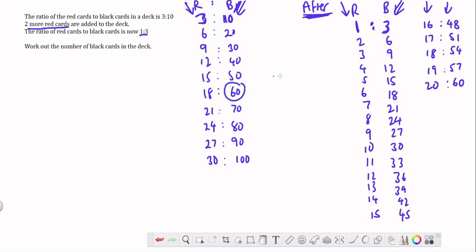Okay, so if I work through it, I've got a 60 over here and a 60 there. Remember, the number of blacks hasn't changed. But if you compare this 20 with this 18, it is 2 more. So to answer the question, work out the number of black cards in the deck, it's 60. Now, this is more like trial and error. You're trying lots of different numbers until you find what's required. But there is a way of doing this using algebra. I can show you.